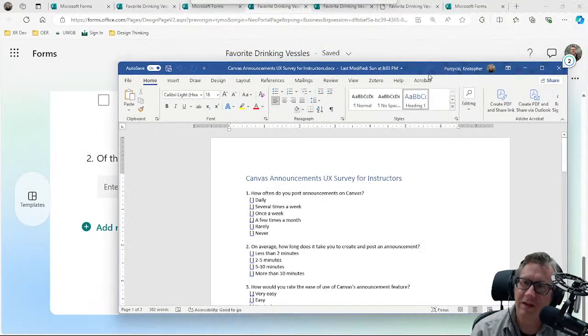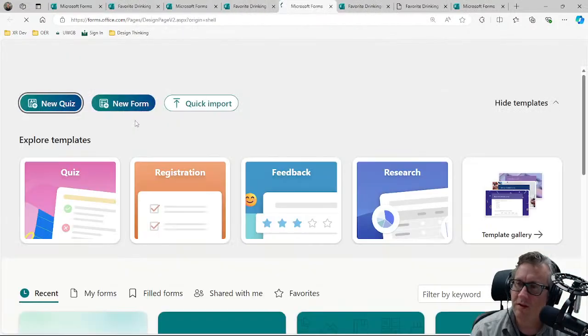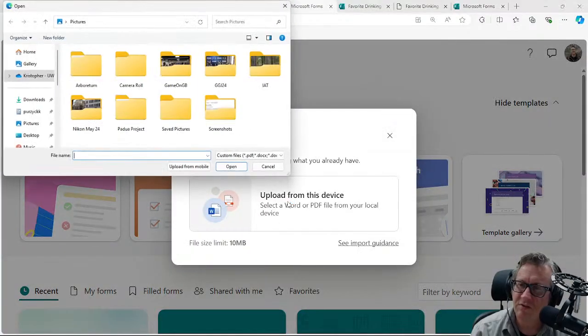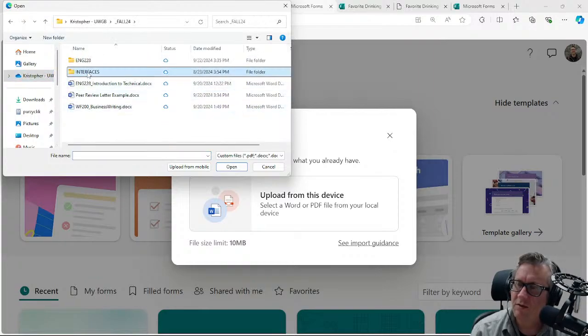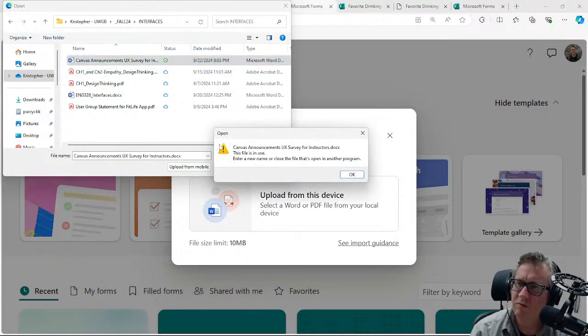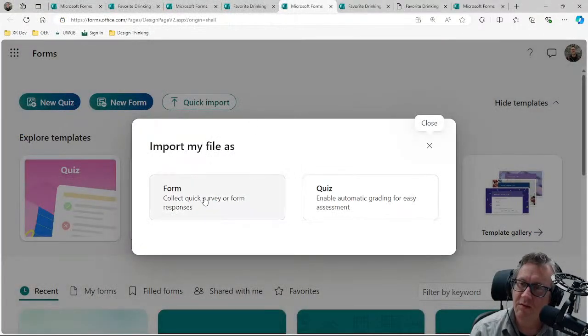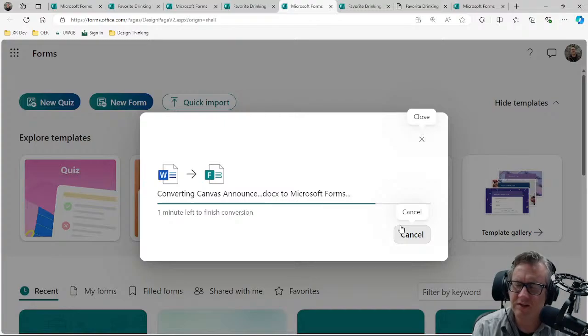What I was hoping I could do was actually create a form from the Word document. I wonder if I can do it. I'm going to try it. Let's give this a try. Here you go, and let's see if this works. I should have tried this before. If this works, this will be great. Form, quiz, form. Okay, so it's going to convert that, and let's see how it reads.